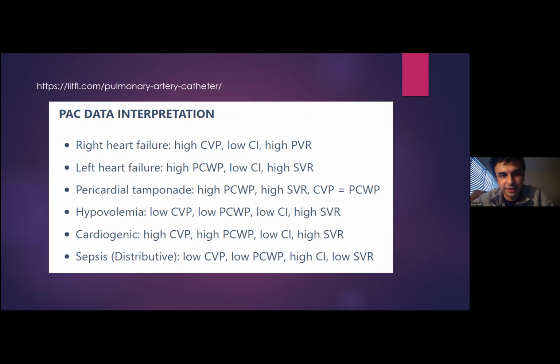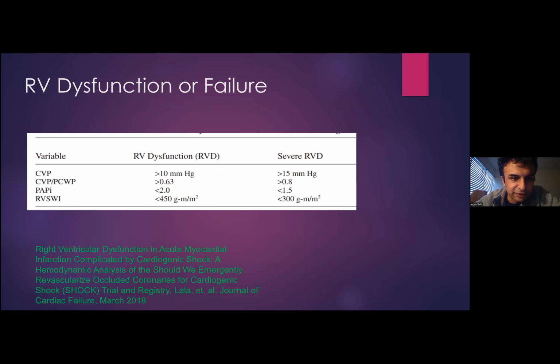Here is some basic pulmonary catheter data interpretation. And I'm just going to speed through this because I'm running behind. RV dysfunction. Using a pulmonary catheter, you can sort of define RV failure, but it's really, really hard to do it. So there's no real consensus, because again, a lot of RV failure can be due to left heart failure. So it's really hard to separate that.